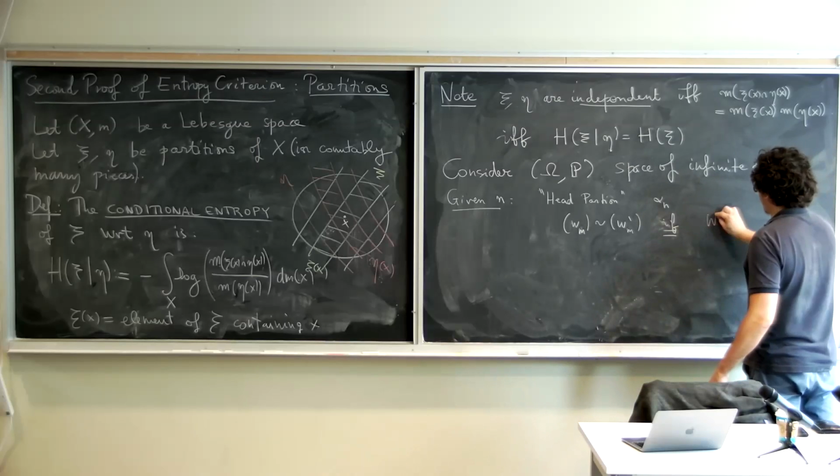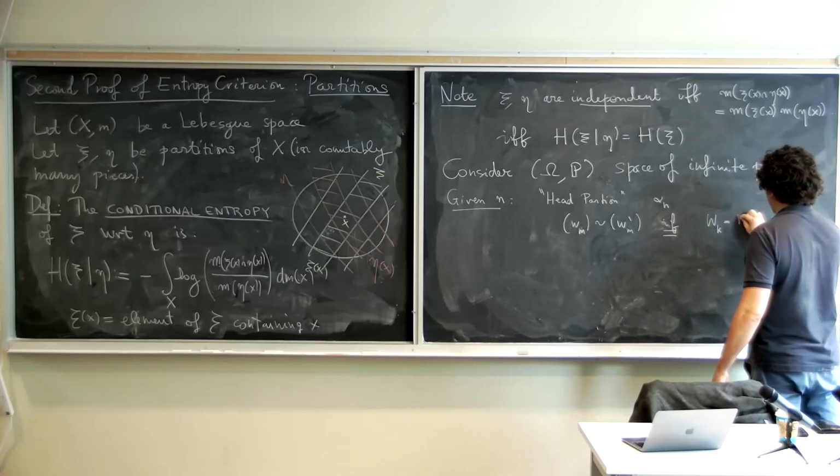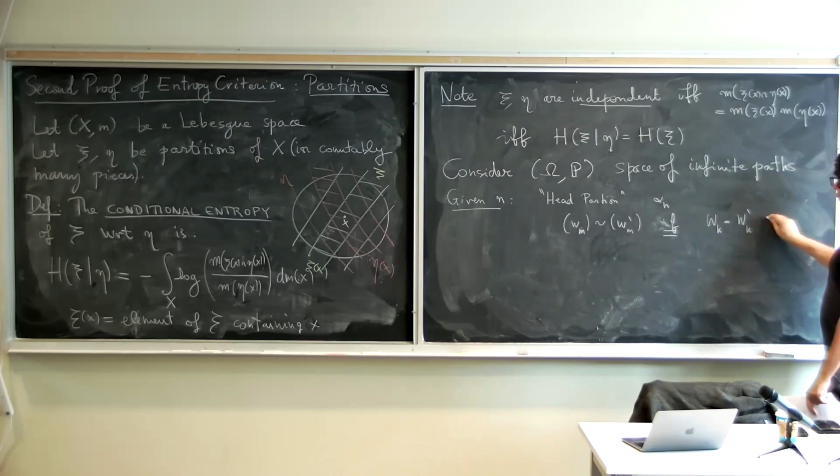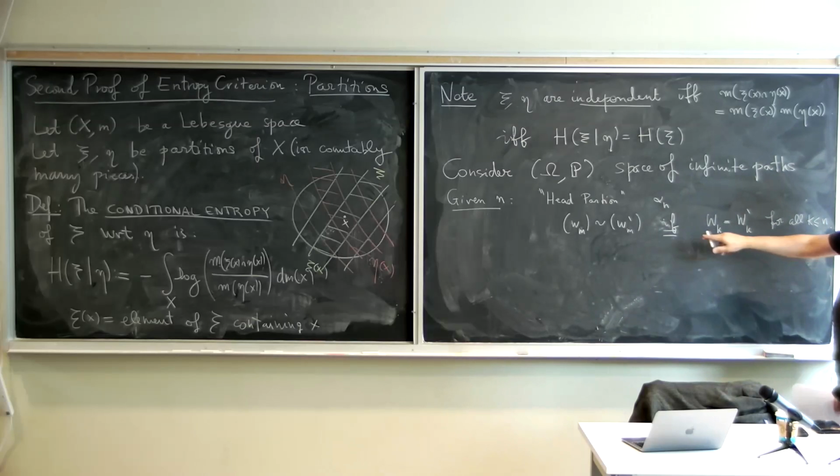So if Wk equals Wk prime for all k less than n. So meaning really the two paths at the beginning, the first n steps of the paths are all the same.